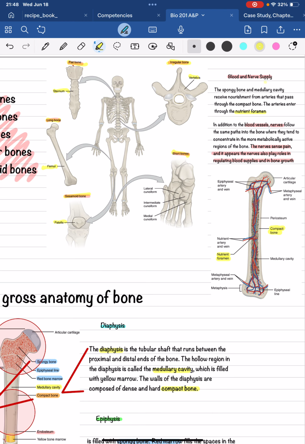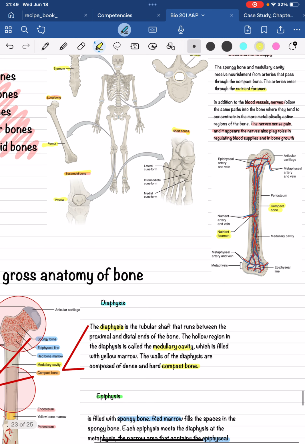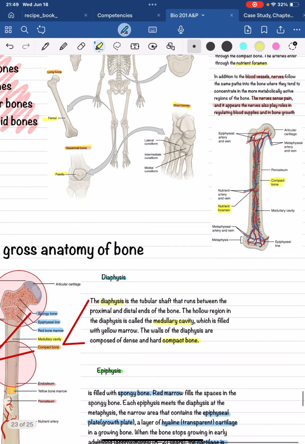Blood and nerve supply. The spongy bone and medullary cavity receive nourishment from arteries that pass through compact bone, and the arteries enter through a hole called the nutrient foramen. In addition to the blood vessels, nerves follow the same path into the bone, where they tend to concentrate in more metabolically active regions of the bone. The nerves sense pain, and it appears that the nerves may also play roles in regulating blood supplies and in bone growth.